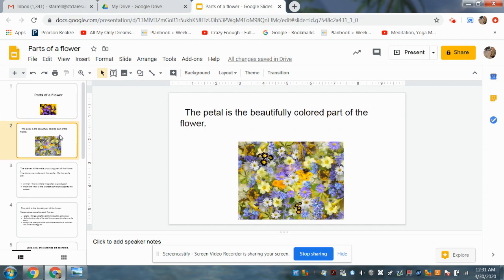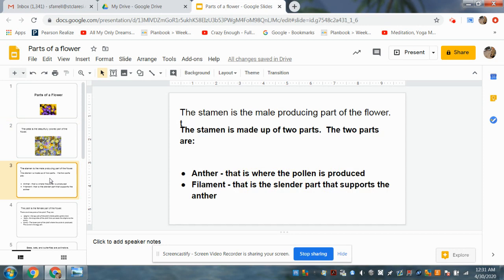The petal is the beautifully colored part of the flower. The stamen is the male-producing part of the flower. The stamen is made up of two parts. The two parts are anther, that is where the pollen is produced, and filament, that is the slender part that supports the anther.